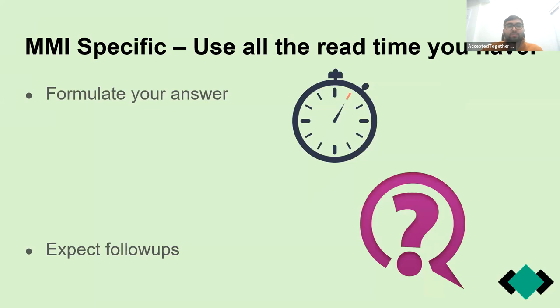And now moving on specifically to the MMI information. So in MMIs, talking a little bit more, like I mentioned, about timing, MMIs will have about 2-ish minutes to prepare and about 7 to 8 minutes to talk. In those 2 minutes that you have to prepare, it is really important that you use it to the best of your ability. And what I mean by that is not only knowing exactly what you're going to say and thinking about how you want to structure that, but also expecting follow-ups, like I mentioned on the slide.